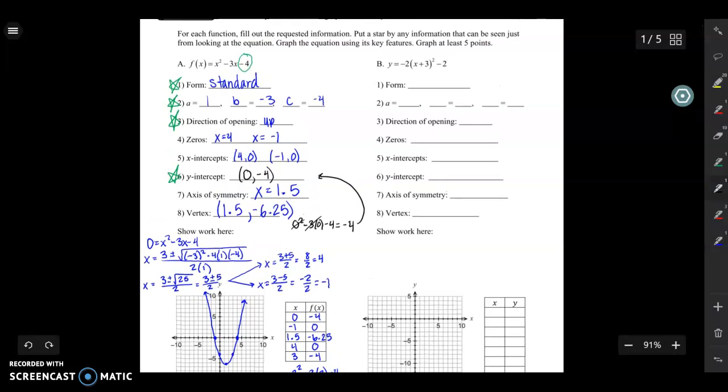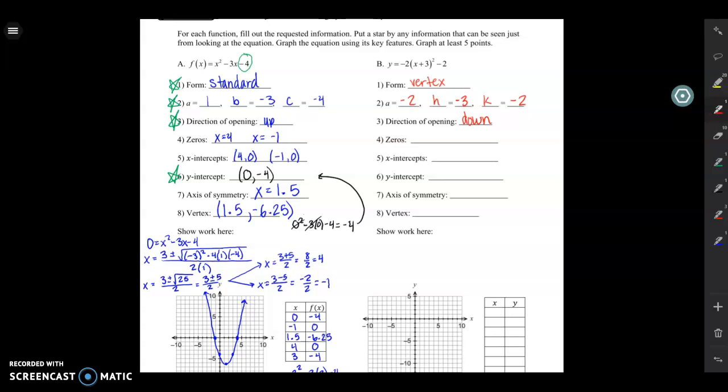So let me switch colors just so we can keep these two problems separate. This equation is in vertex form. My A is the number in front of the parentheses, so it's -2. My H is the value that I'm subtracting from the x. And my K is the number that I'm adding on at the end. So in this case, A, H, and K are all negative. My parabola is going to be opening down because my A value is negative.